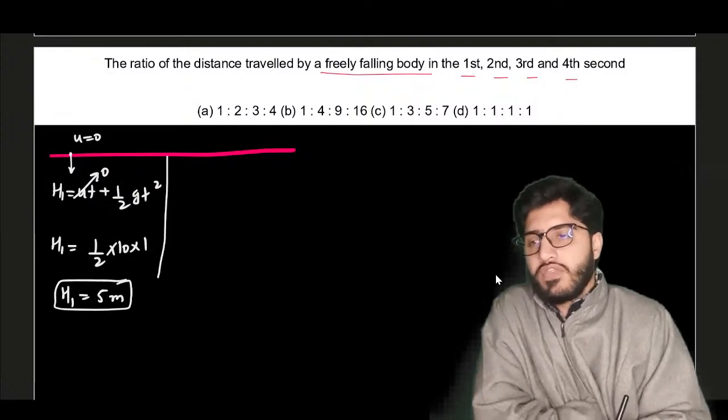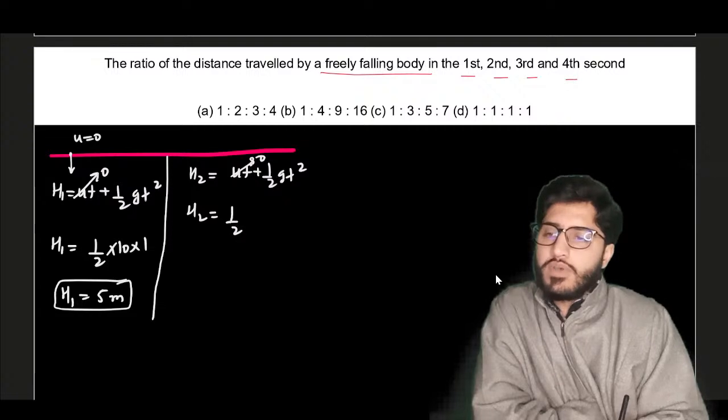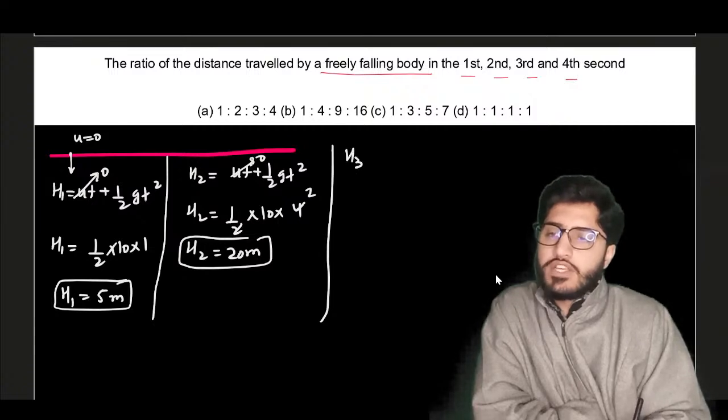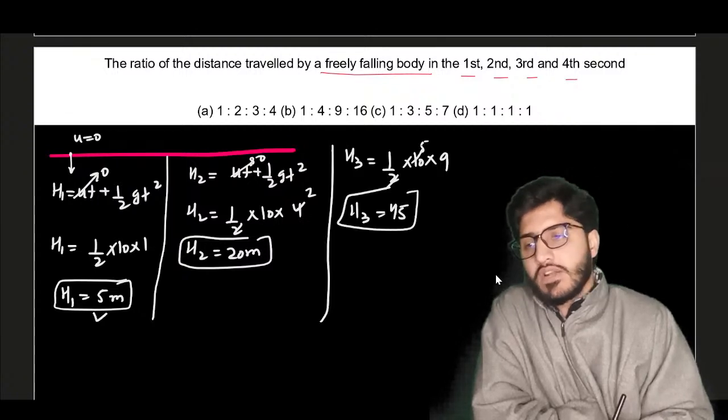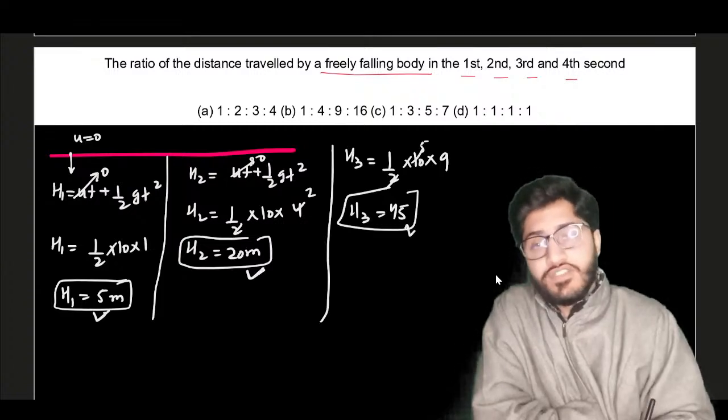Clear? Now second. So I can write h2 equals ut plus 1 half of gt square. u is 0, h2 is 1 by 2 into g, which is 10, into t square, that is 2 to the 4. 2 1s are 2, 2 2s are 4. h2 comes out to be 20 meter. Then in the same way, third one, h3 equals 1 by 2 into g into 3 square, which is 9. h3 comes out to be 45, right? Distance traveled in first second, distance traveled in 2 seconds, and distance traveled in 3 seconds.